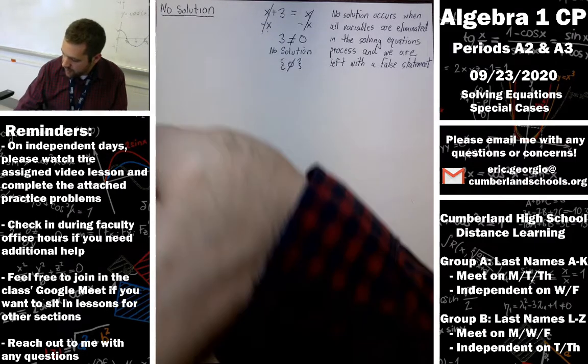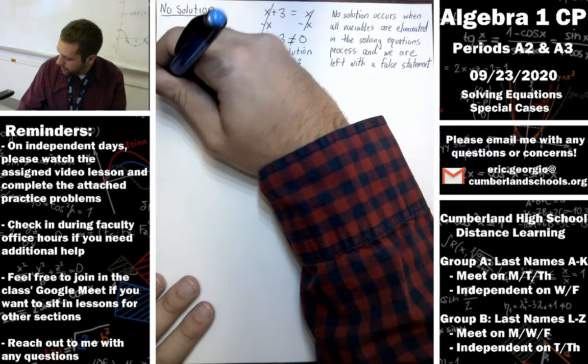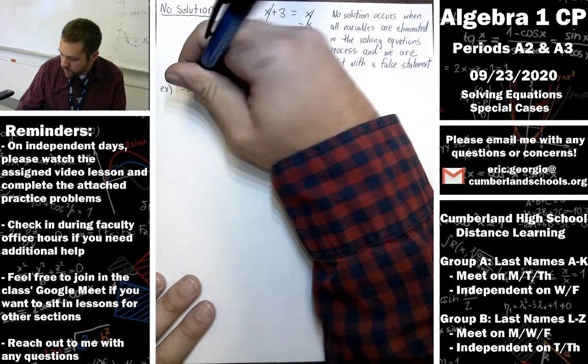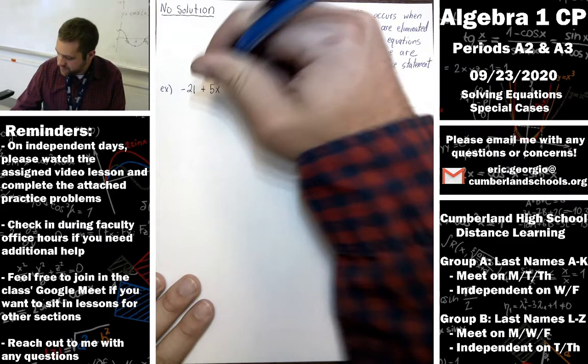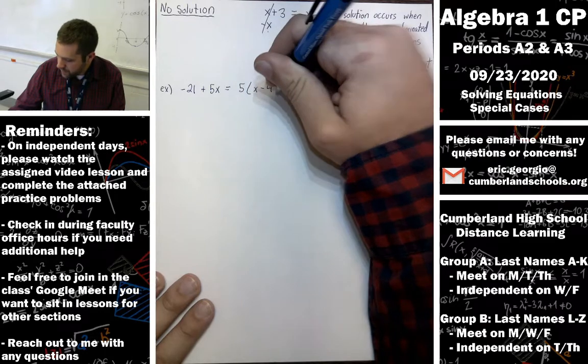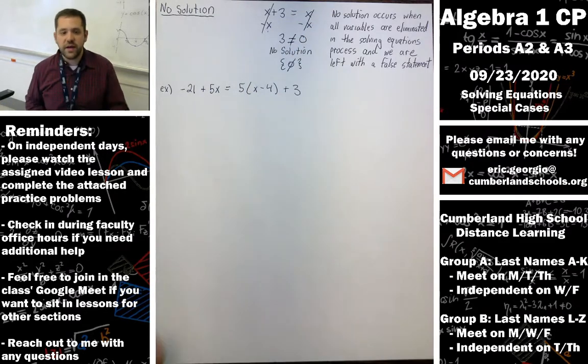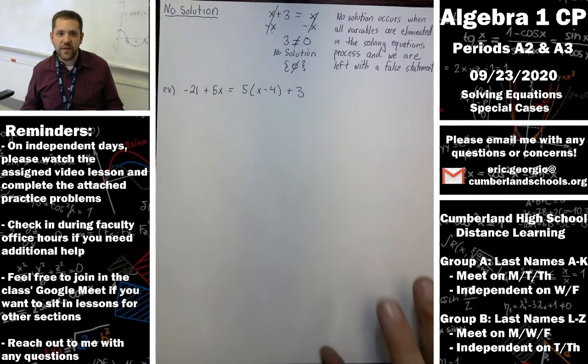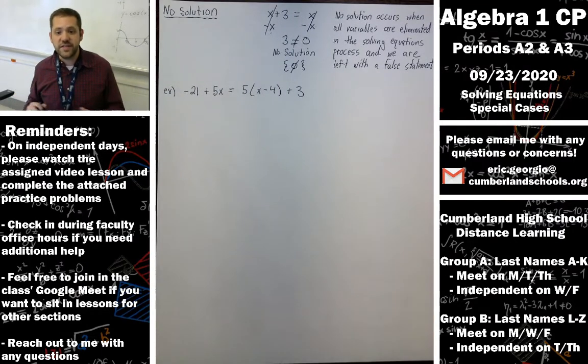Okay, how about this? Good example: negative 21 plus 5x is equal to 5 times (x minus 4), and then plus 3. Okay, like I said, I'm already kind of letting the cat out of the bag that there's going to be no solution, but let's actually see that in action.